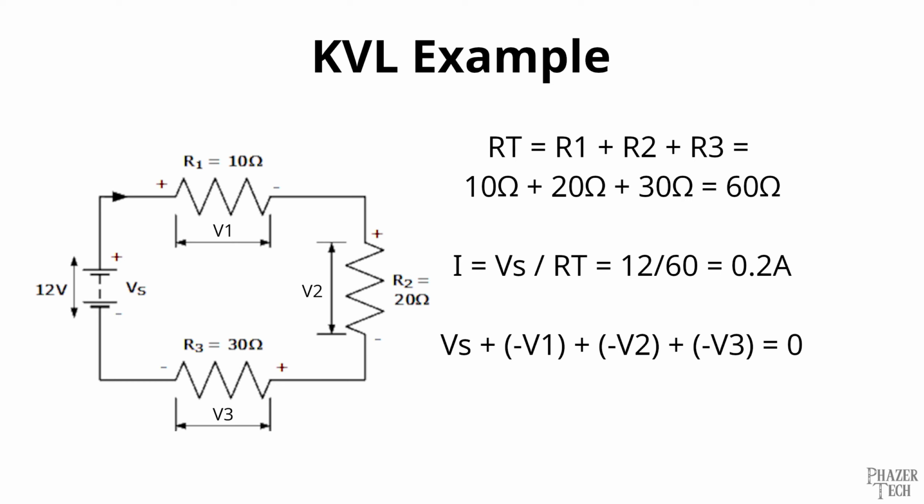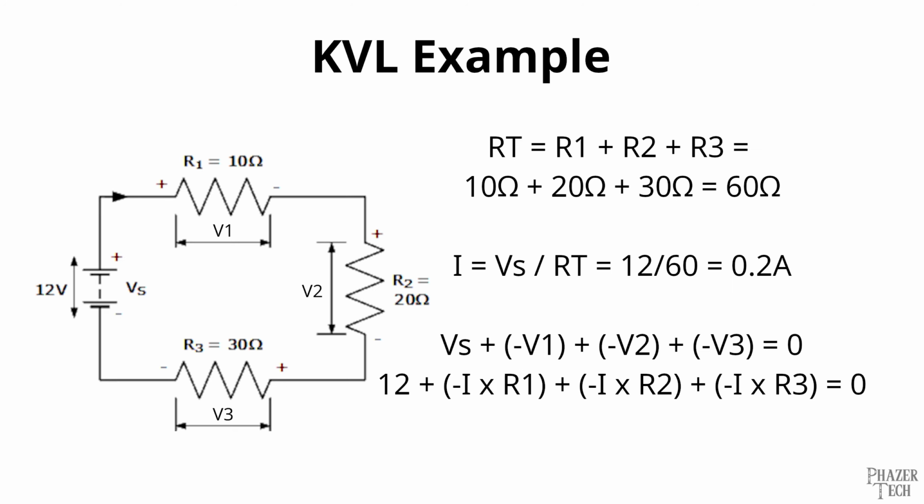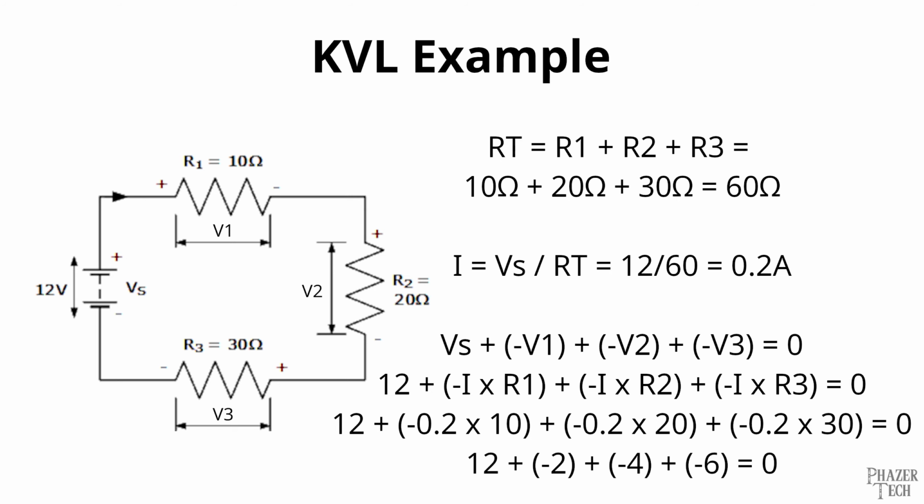Now we can use KVL to solve for the individual voltage drops across each resistor. KVL states that the voltage from the power source plus all the voltage drops across the resistors must equal 0. So if we substitute each of these voltage drops with Ohm's law, we end up with this equation. Now if we solve for each voltage drop, we'll find that V1 equals negative 2 volts, V2 equals negative 4 volts, and V3 equals negative 6 volts. We know these values are correct since the equation comes out to 0, just like KVL says it should.